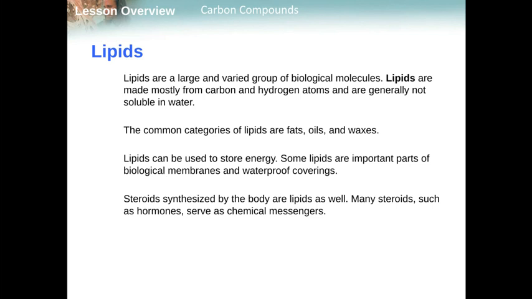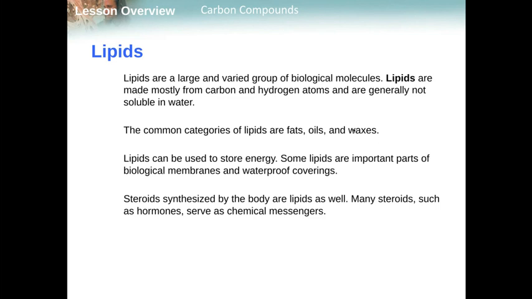Now, lipids. We commonly call lipids fats. So lipids are made mostly from carbon and hydrogen atoms and are generally not soluble in water. Now, what we mean by soluble is, if you take some cooking oil, for example, and you put it in a glass container with water in it, you can shake it up all day long, shake it nonstop, but as soon as you stop, it will begin to separate. Soluble meaning it does not dissolve.